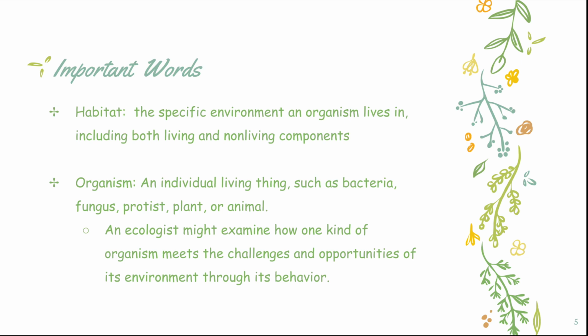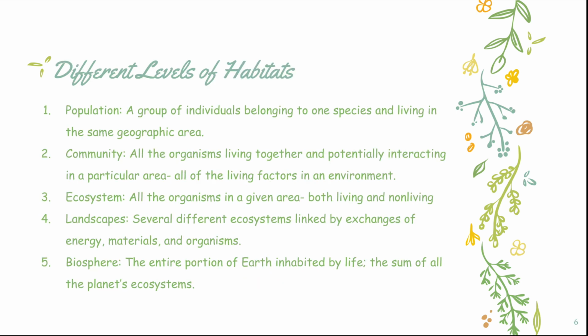And the second important word is organism, which is an individual living thing such as bacteria, fungi, protists, plants, or animals, which is mainly what ecologists research and observe. So there are different levels of habitats, going all the way from the smallest one, population, to the largest one, biosphere. A population is a small group of individuals belonging to one species and living in the same area.